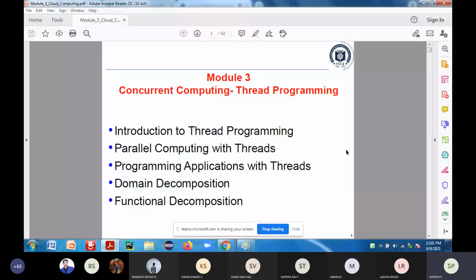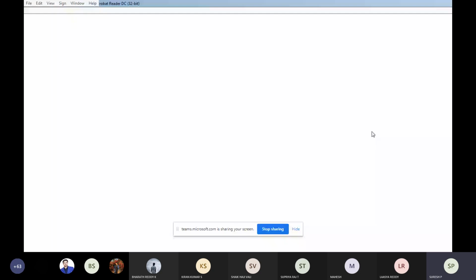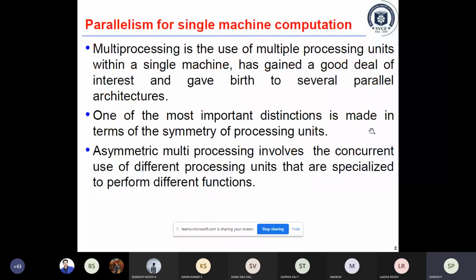Before we start with the introduction to thread programming, let us see what we mean by concurrent programming. When you are doing parallelization, concurrent programming is also referred to as throughput computing. Throughput is nothing but the amount of work done per unit amount of time. So within the stipulated or given period of time, how much work you have done.